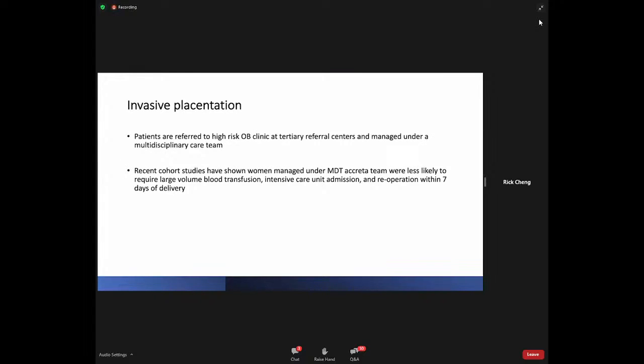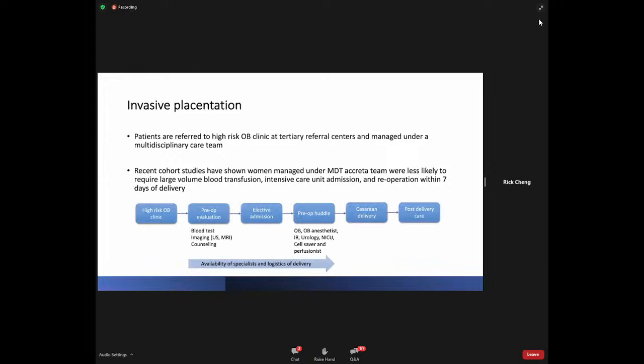Due to significant morbidity, patients with high suspicion of invasive placentation are often referred to high-risk OB clinics or tertiary referral centers and are managed under a multidisciplinary care team. The aim is to electively deliver at 35 to 36 weeks after neonatal lung maturity to minimize risk of maternal morbidity. Recent cohort studies have shown that women managed under a multidisciplinary accreta team were less likely to require large volume blood transfusions, ICU admissions, as well as reoperation within 7 days of delivery.